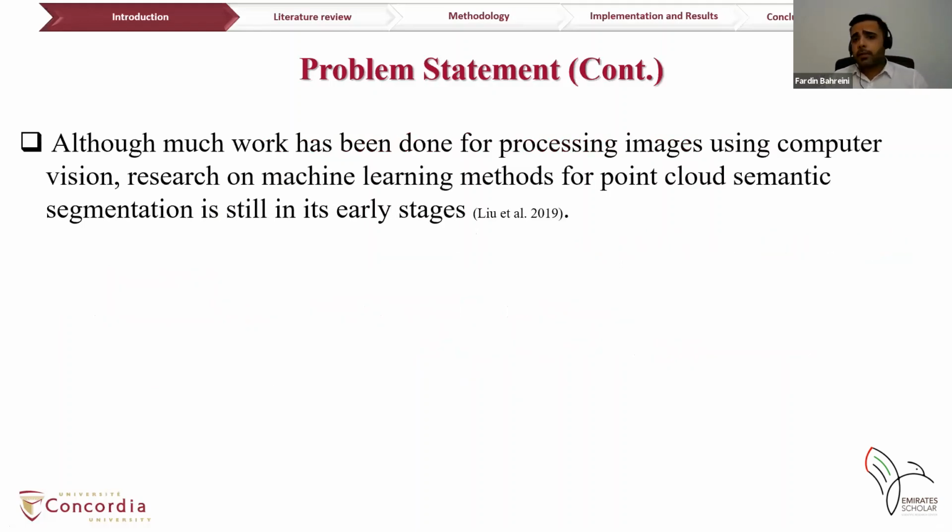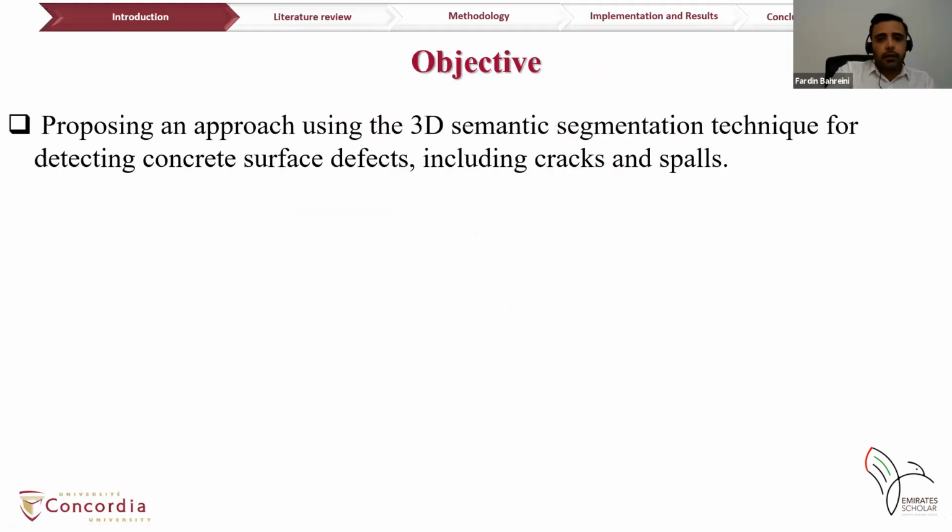Although much work has been done for processing images using computer vision, research on machine learning methods for point cloud semantic segmentation is still in early stages. The objective of this paper is proposing an approach using the 3D semantic segmentation technique for detecting concrete surface defects, including cracks and spots.